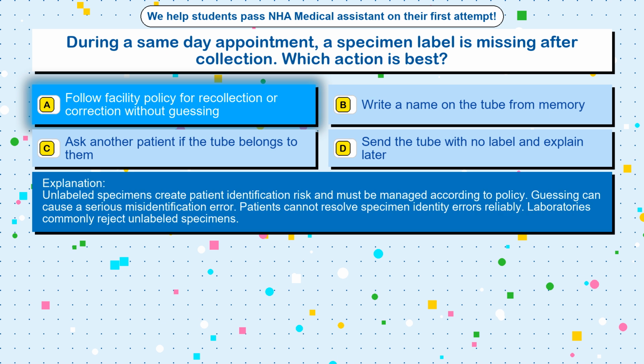Unlabeled specimens create patient identification risk and must be managed according to policy. Guessing can cause a serious misidentification error. Patients cannot resolve specimen identity errors reliably. Laboratories commonly reject unlabeled specimens.